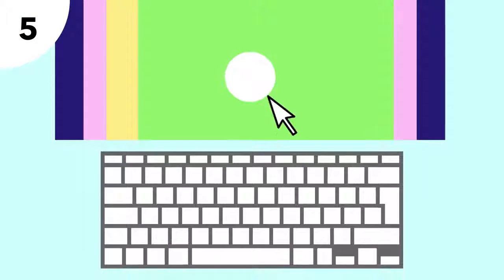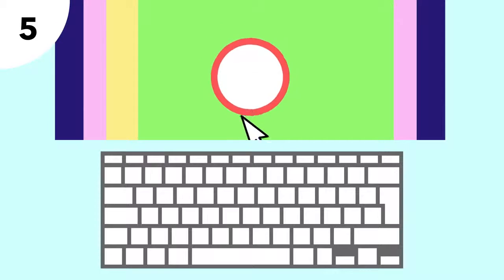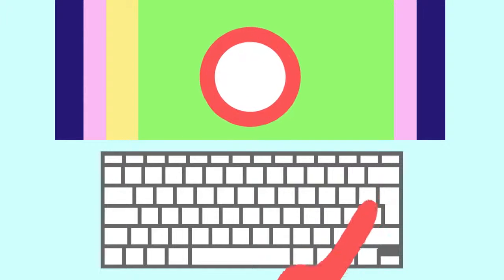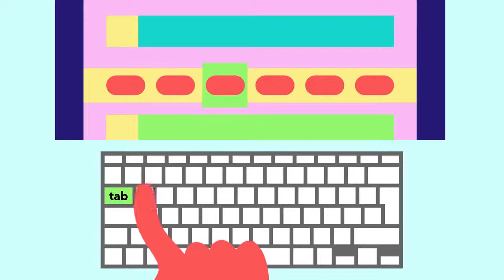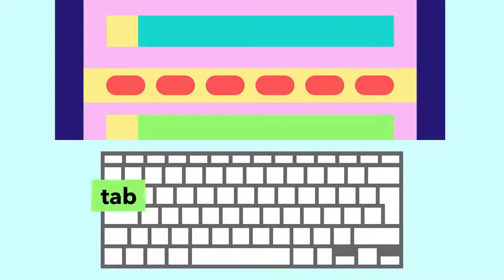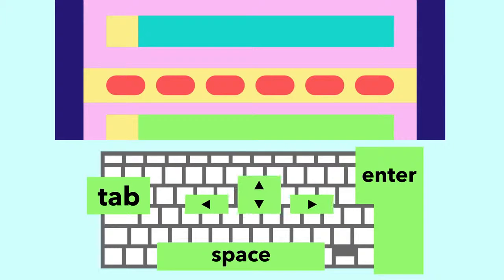Make sure that every action that can be performed using a mouse can be achieved using the keyboard alone. Keyboard-only users need to see where they are at all times when they navigate using the Tab key, and tabbing should follow a logical order. Test how easy it is to navigate using only the Tab, Enter, Space and arrow keys.